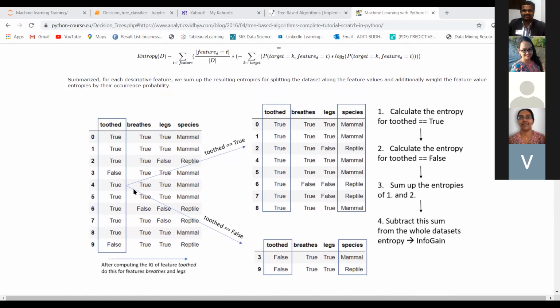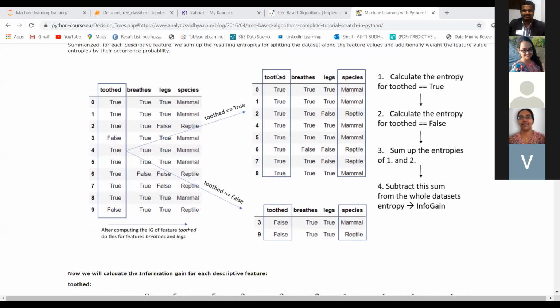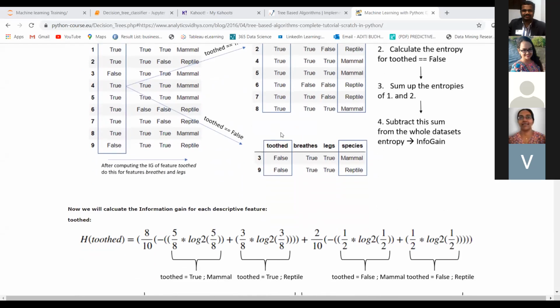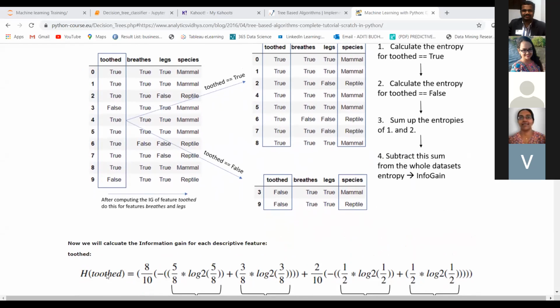So you are seeing over here that if we select this parameter first, then we would be able to divide our data set into two parts. The first is that the animal has teeth, so it is true. And if it doesn't have teeth, that is false. In this way we can divide our data set into two parts. Let me explain this with the help of the formula that we have.